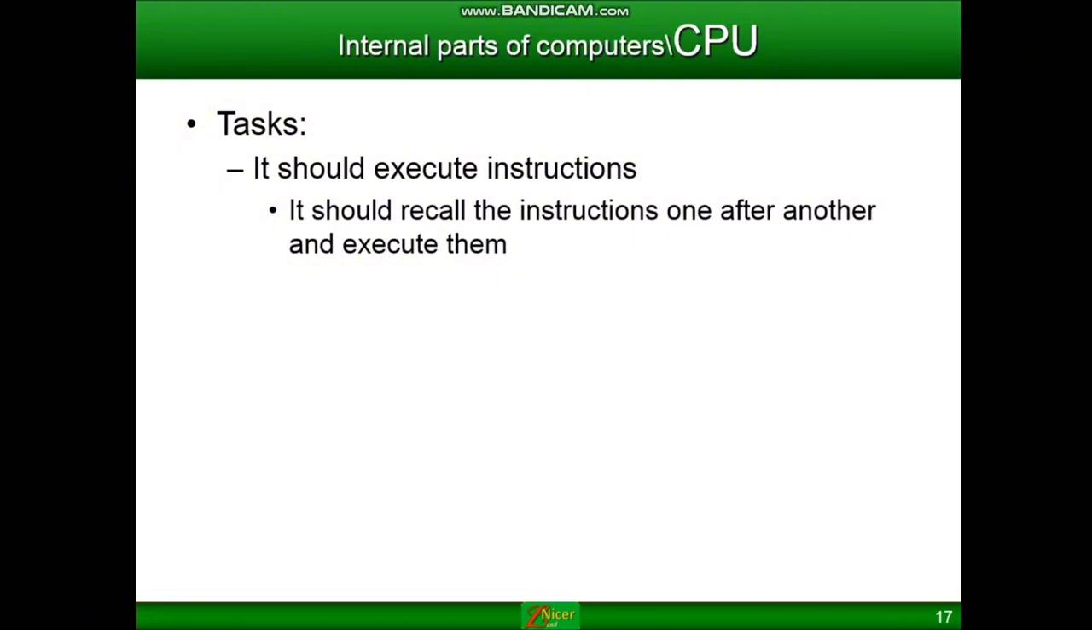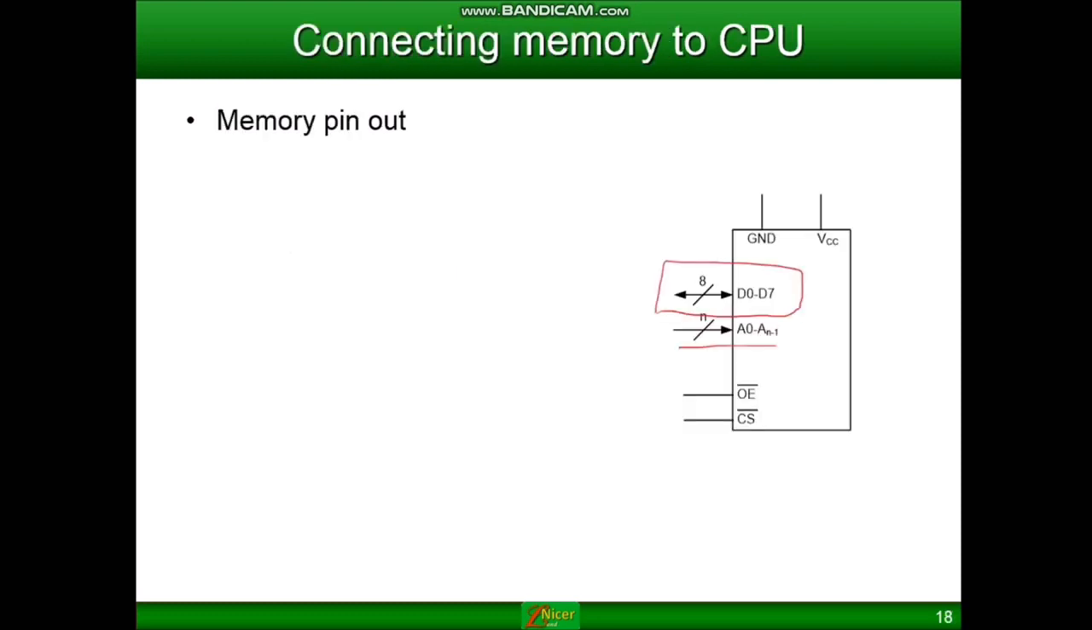Then comes internal parts of the computer, that is CPU. So first of all, it should execute instructions. That is the basic function of a CPU, that it has to execute the functions that we give it through our human language, and it converts it into some machine language, that is binary language. We are going to discuss that in a while. So it should recall the instructions one after another and execute them.